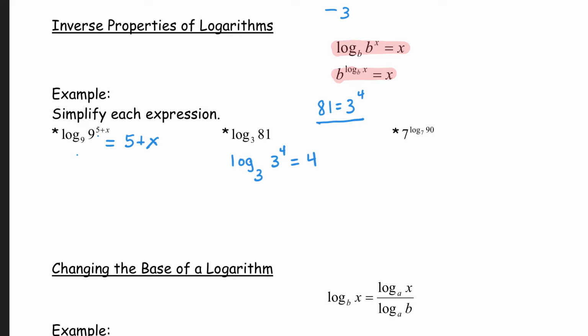The last one, we have a 7 as a base. And then you notice we have a logarithm of 7. So what this is going to equal is 9. So that is called the inverse property.